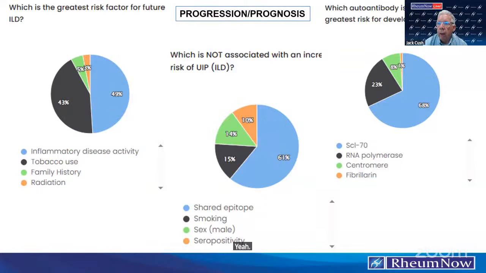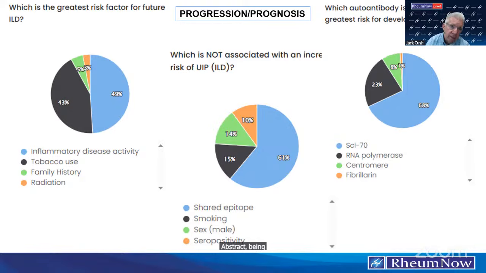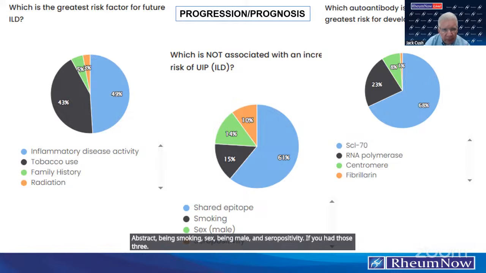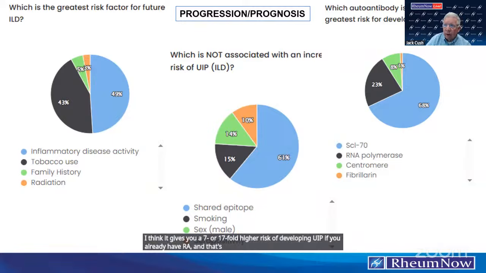Yeah. And I put those three in there because I learned at a recent ACR or EULAR about the three S's being an increased risk of UIP and RA. That's a Jeff Curtis abstract, I think: smoking, sex (being male), and seropositivity. If you had those three, I think it gives you a 7 or 17-fold higher risk of developing UIP if you already have RA. That's why I throw those together. It's something that I can remember clinically.